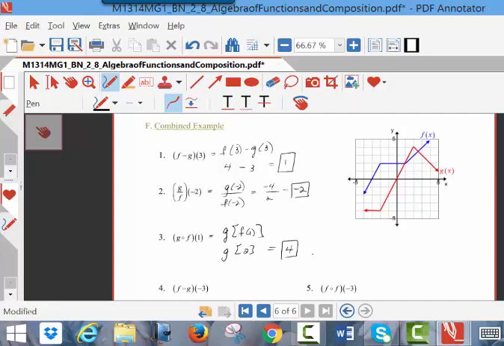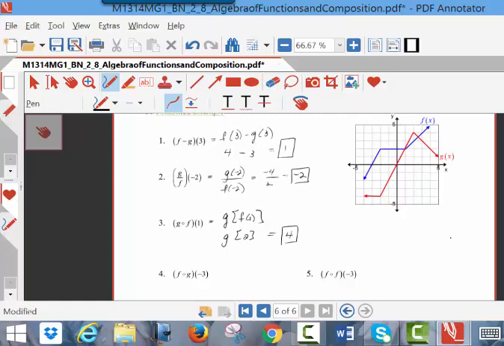Okay. So these we'll do, we're about to run out of time here. So this is going to be f of g of negative 3. G of negative 3 is the red line. When x is negative 3, y is 1, 2, 3, negative 4. So this is f of negative 4. And what is f of negative 4? At the end of the arrow, 1, 2, 3, 4, 1, 2, negative 2.